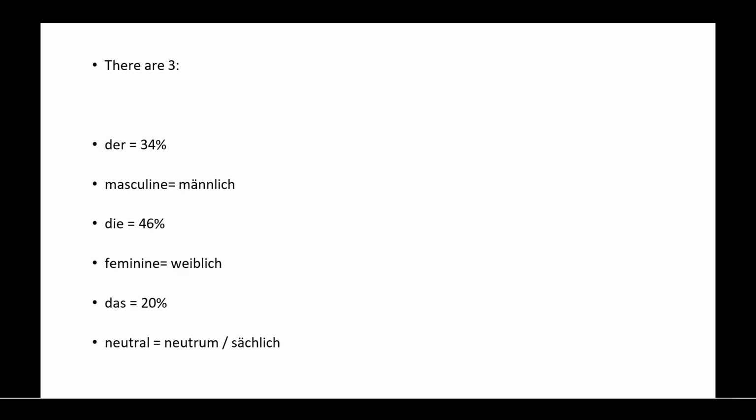There are three types of nouns. Der has a probability of 34% that the article will be der, and masculine is called männlich in German. Die, it is 46% that the article will be die, and feminine in German is called weiblich. Das, 20%, also known as Neutrum or sächlich, and in English it is called neuter.